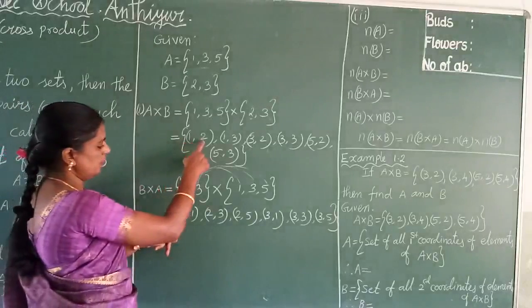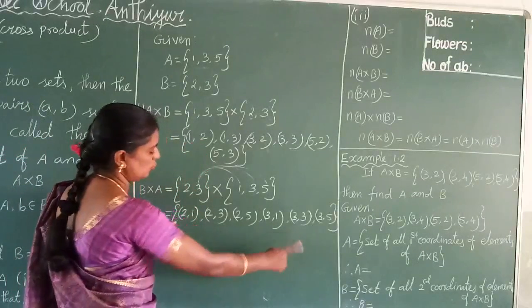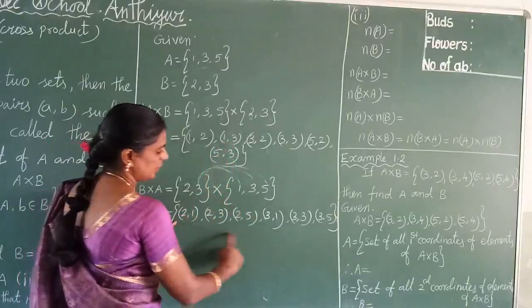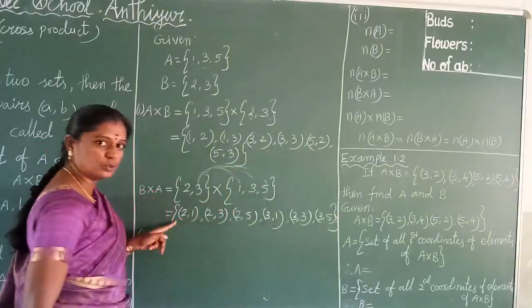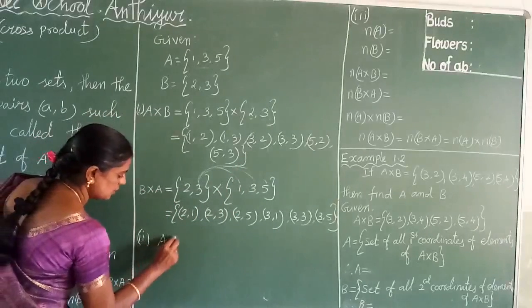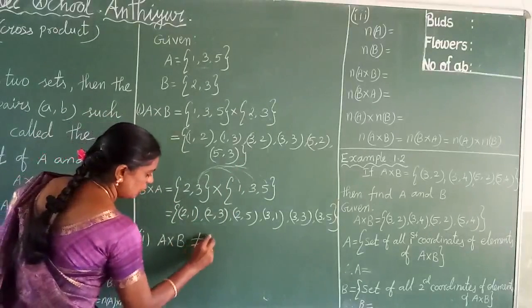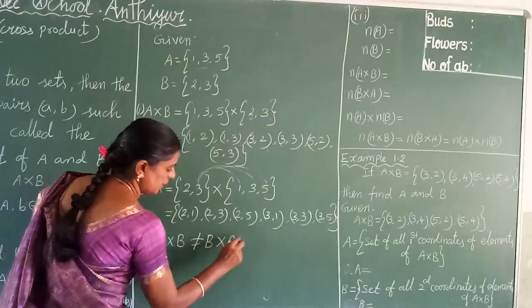Check it. Here (1, 2). Here any element (1, 2)? No. Here (1, 3). Here no (1, 3). Here (3, 2). No (3, 2). So A cross B is not equal to B cross A.